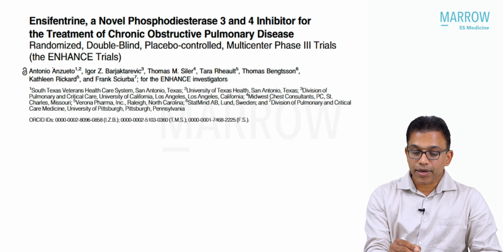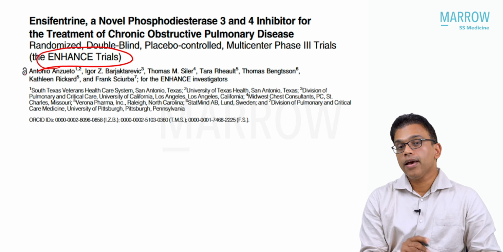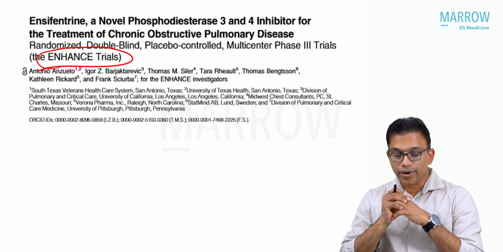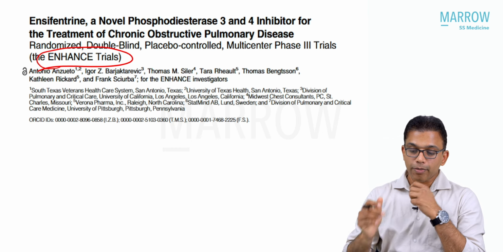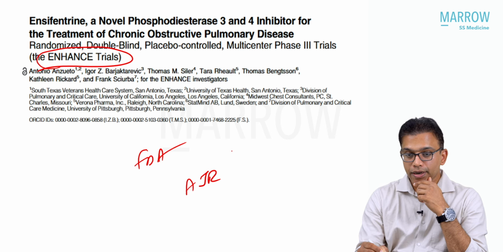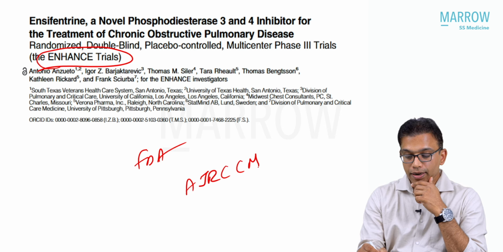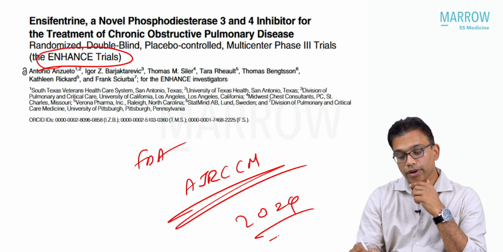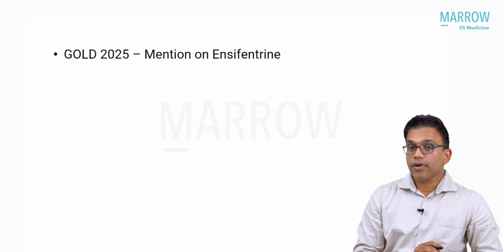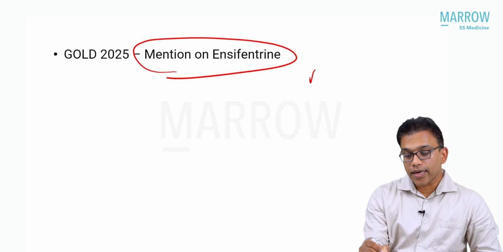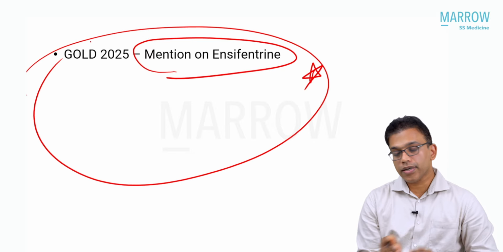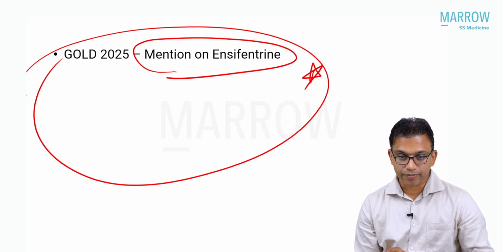So this is the classical trial. Please go through the trial when you get the time, the ENHANCE trial. Ensifentrine, a novel phosphodiesterase 3 and 4 inhibitor for the treatment of chronic obstructive pulmonary disease. So it is approved by FDA. Remember that. Then this journal has been published in the American Journal of Respiratory and Critical Care Medicine. I think it was in 2024. So it is a dual action molecule. GOLD 2025 also has a mention of ensifentrine, which raises the importance of this particular molecule. Again, whatever things I have mentioned are there in the GOLD guideline also.